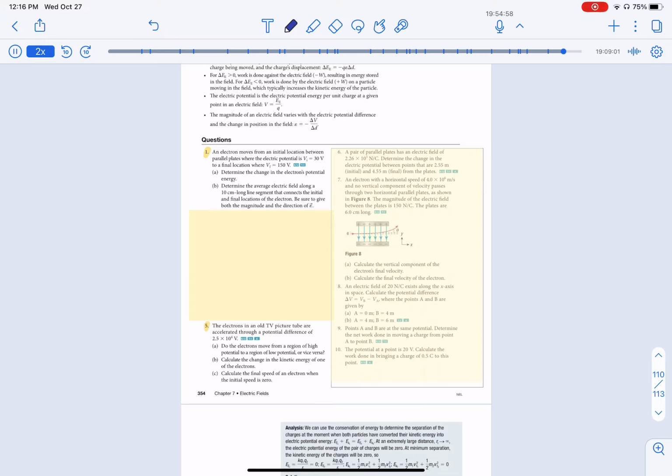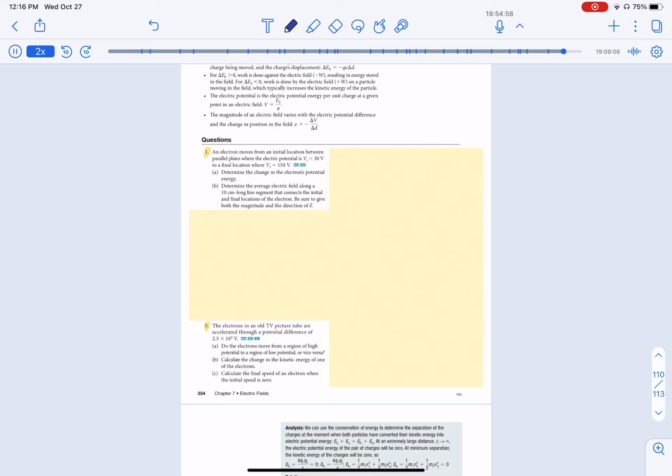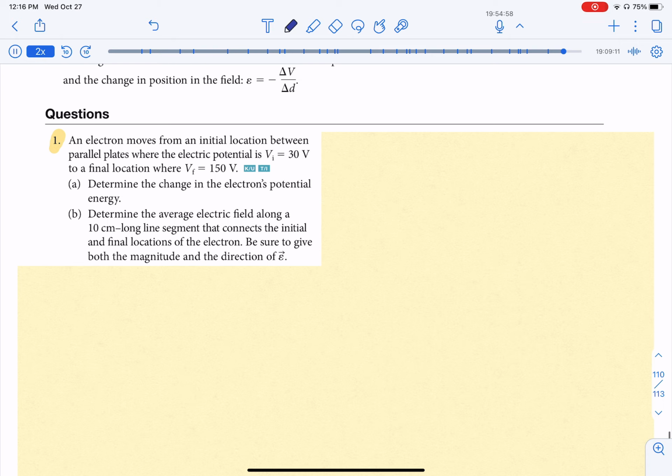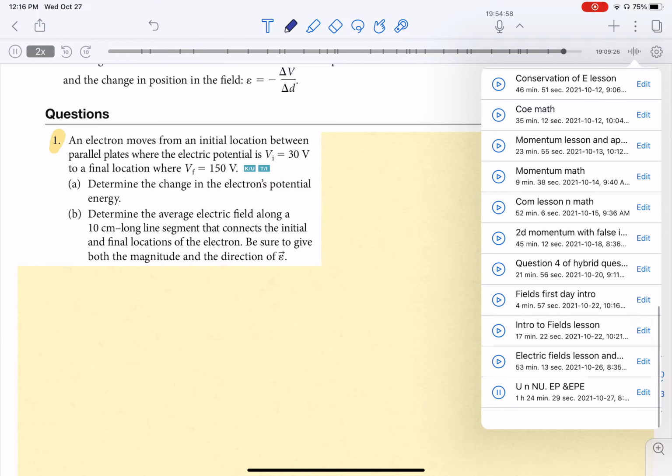I have a different type of question, so you can read this one here. You can try this one on your own, see how it goes. It's again conservation of energy. I'll come around and help you out and see if you have any questions. Take the attendance too.